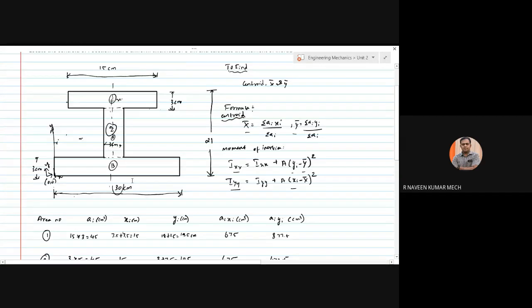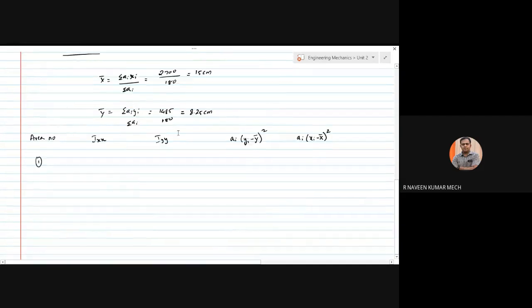So the first one is here. B is 15 and D is 12. So BD cube by 12, we can write the formula here: BD cube by 12.